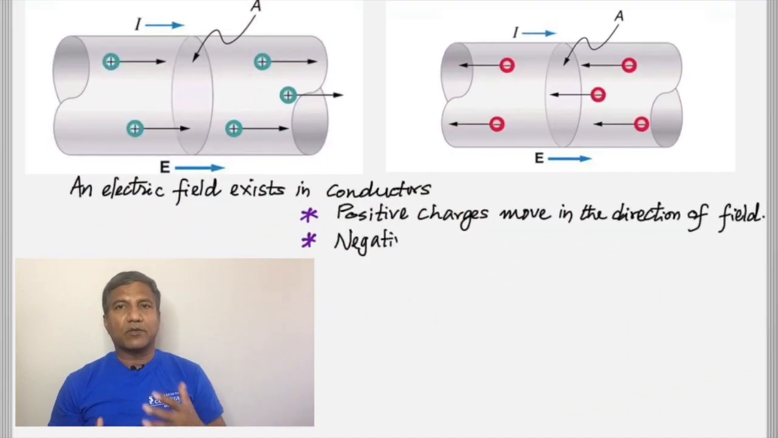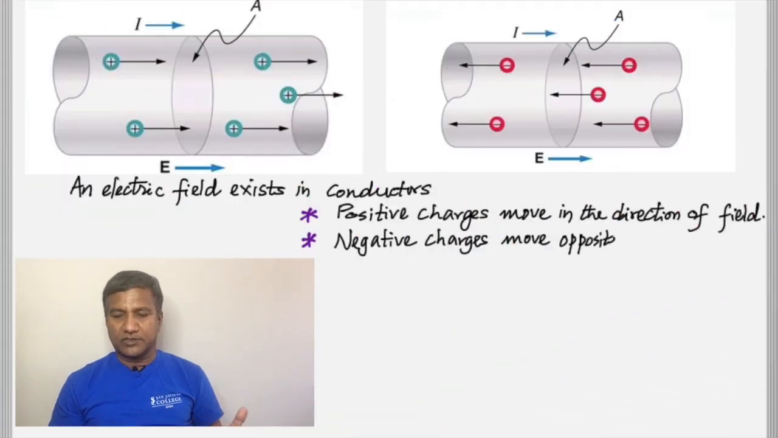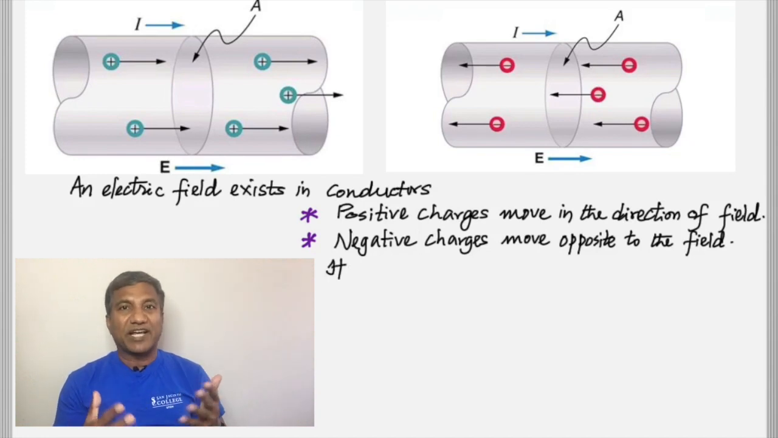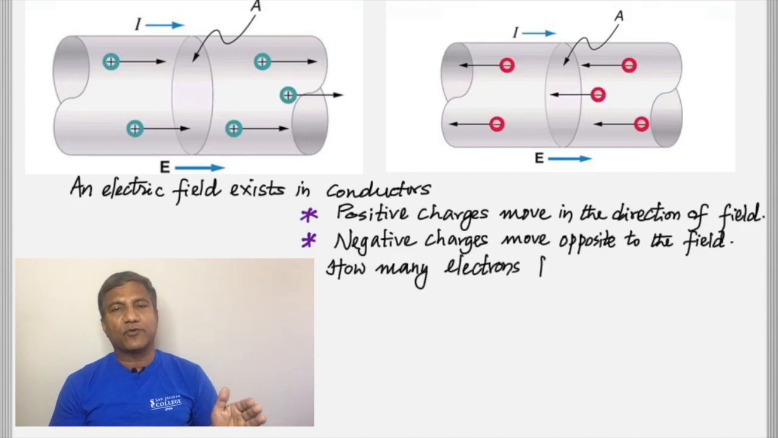We've got to calculate the number of electrons that flow in order to constitute a current of, let's say, 1 ampere. So how many electrons would have to flow every second? I forgot to mention that. How many electrons would have to flow in 1 second to constitute a current of 1 ampere?